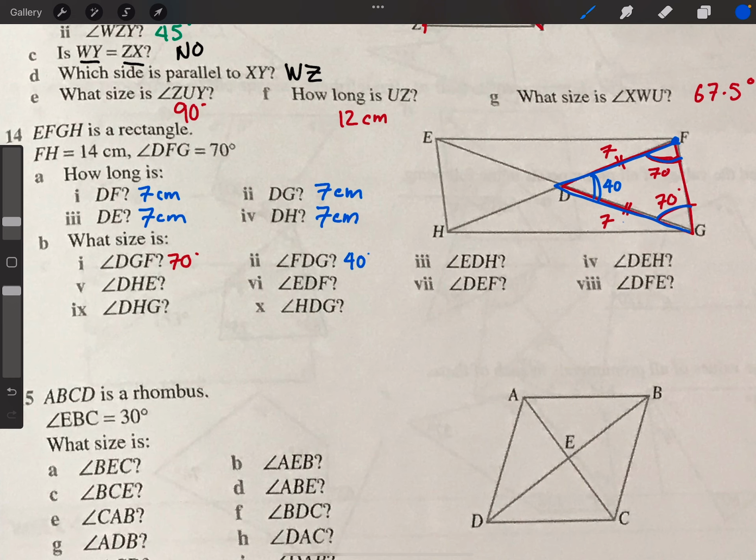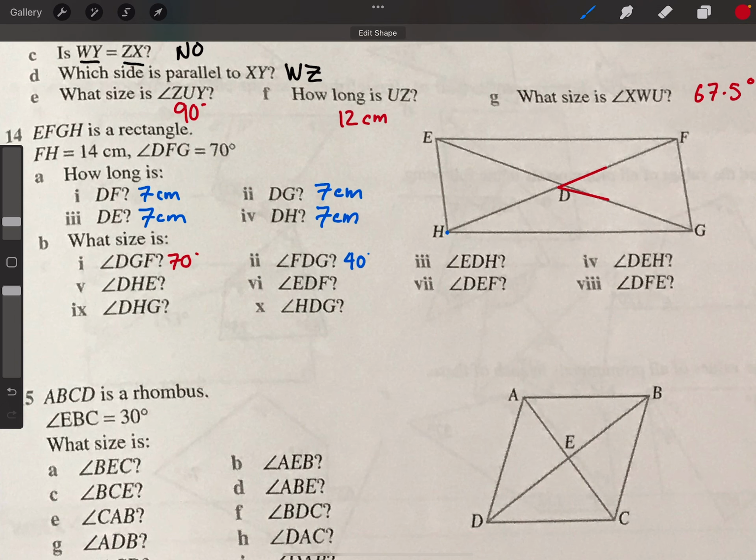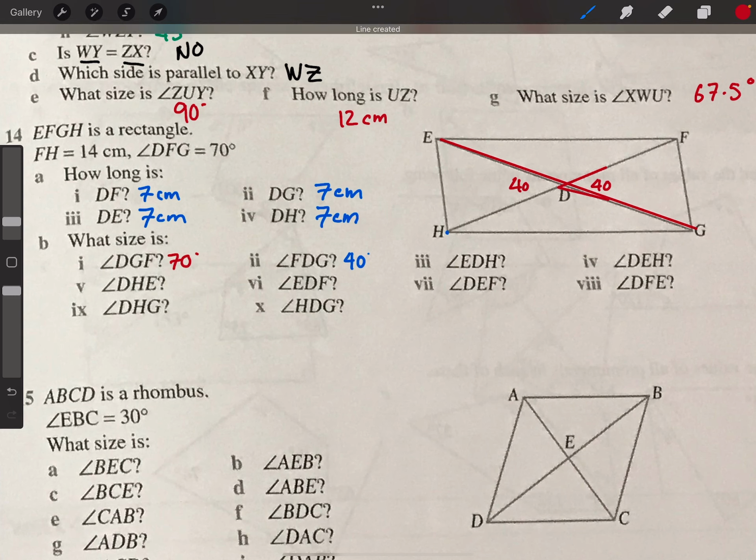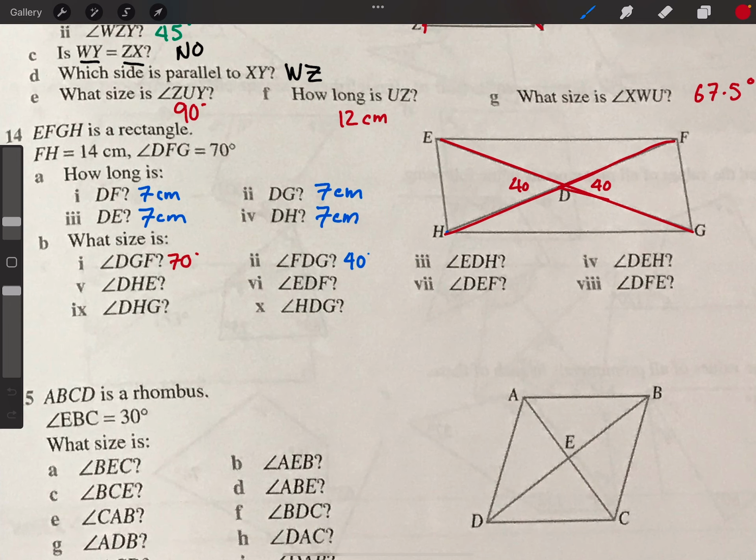Part 3, angle EDH. This angle here. So what is this angle here? Well, it's vertically opposite this angle. So this angle here we discovered to be 40 degrees, and this one must also be 40, because when you draw two straight lines, the opposite angles are going to be equal. These are called vertically opposite angles, so that's going to be 40 degrees.